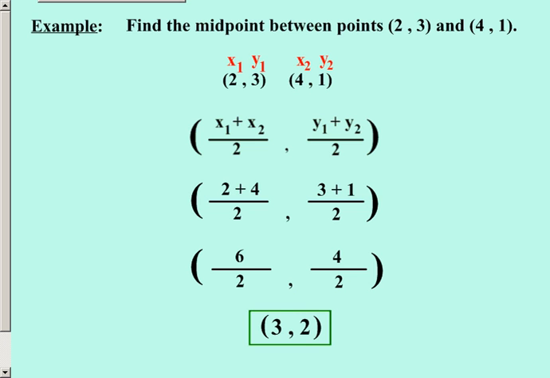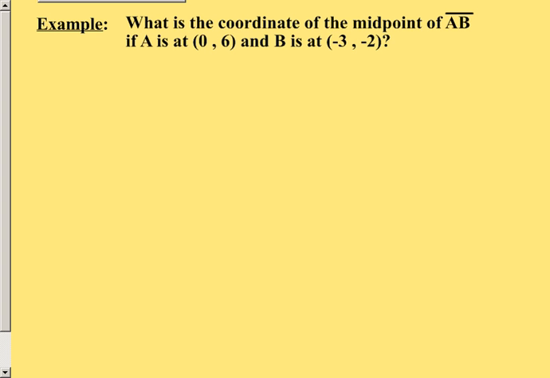So that's not so bad. Let's look at another one. There's a lot of different ways that they can word these questions because there's a lot of different vocabulary they could use. We could use midpoint, bisected, all kinds of things like that. So what is the coordinate of the midpoint of line segment AB if A is at (0, 6) and B is at (-3, -2)? As we said, there's a lot of different ways they can word these. It's up to you to read the problem and determine that they are asking for midpoint. They want to know where is the center of this line segment.